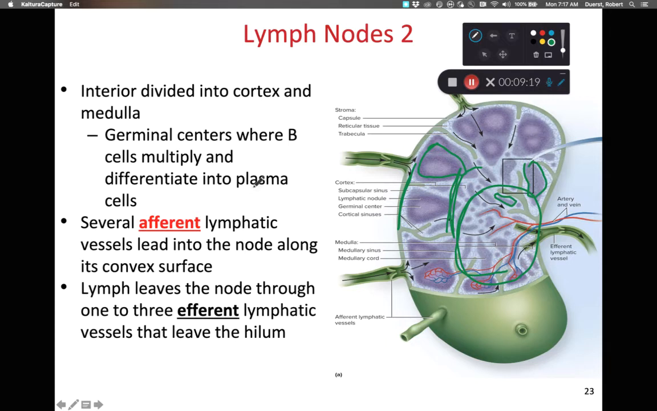We also are going to find that we have a lot of germinal centers. And these germinal centers within our lymph nodes are where the B lymphocytes, the B cells, are going to differentiate into the plasma cells that make our platelets, not platelets, our antibodies or immunoglobulins.